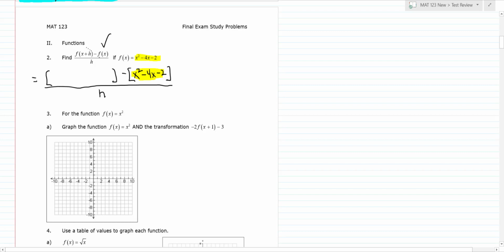Okay, f of x plus h is the same thing, except where you see an x, replace that x with x plus h. So it'll be x plus h squared instead of x squared, minus 4 times x plus h, minus 2. So there's 2 parts of this problem. The first part is getting that mostly set up, and then the next part would be simplifying that. Okay? So I'm going to do a few things on scratch paper. The first thing I'm going to do is this.